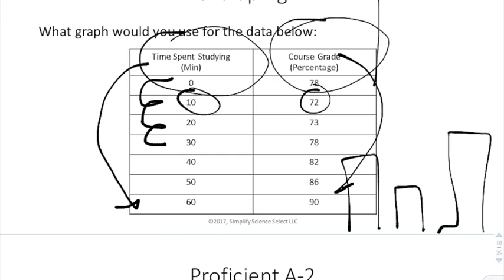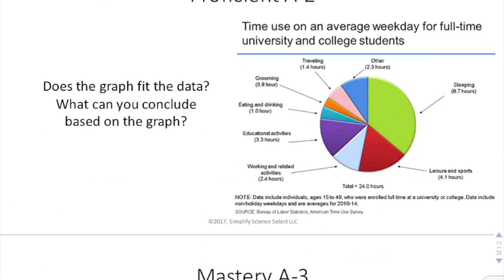Remember, whenever you have a scatter plot, the data may have weird points, but may overall go in the upward direction. So you need to look at the data as a whole. So the best plot for this would be a scatter plot. Next, it says, does the graph fit the data? And then to explain yourself.